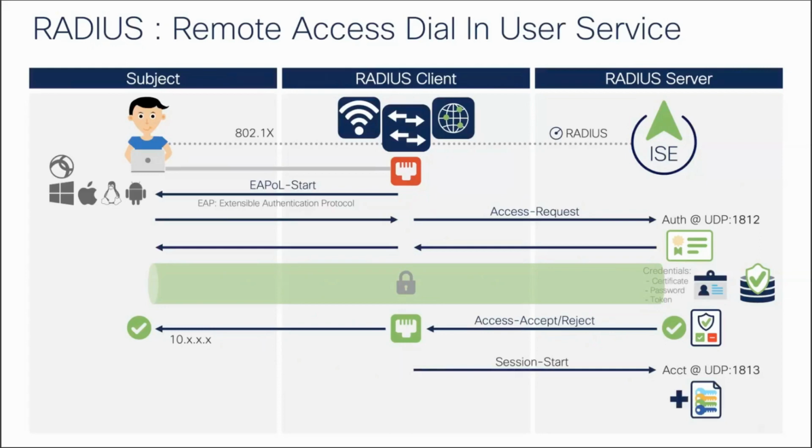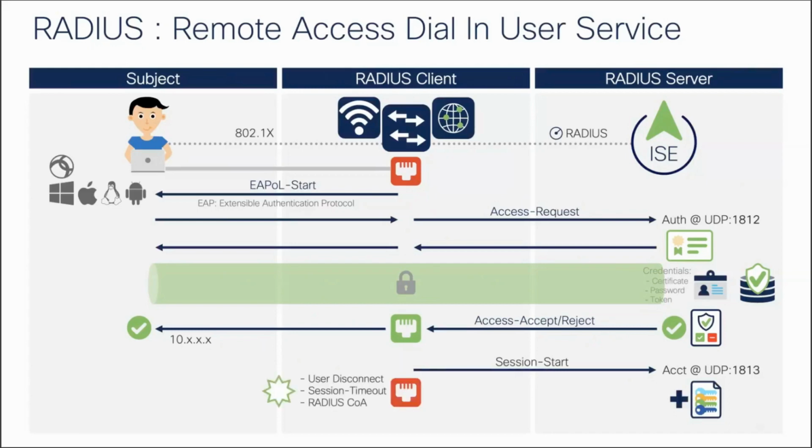That gets sent to UDP port 1813. And that is how ISE tracks your licenses, basically by sessions. So once we get that session start, that increments the license count. And then you have a session that goes on for a period of time until something happens.